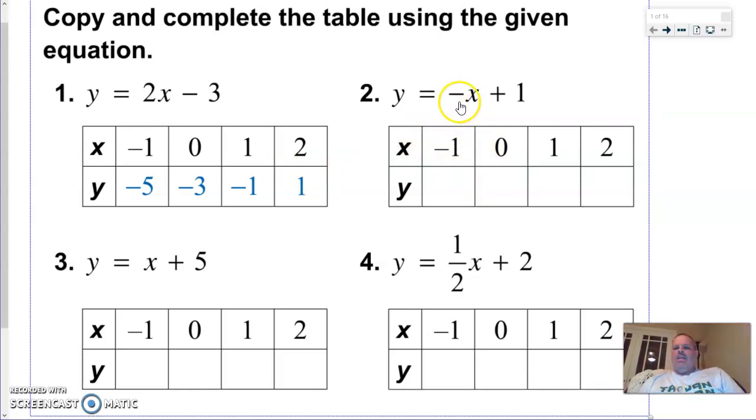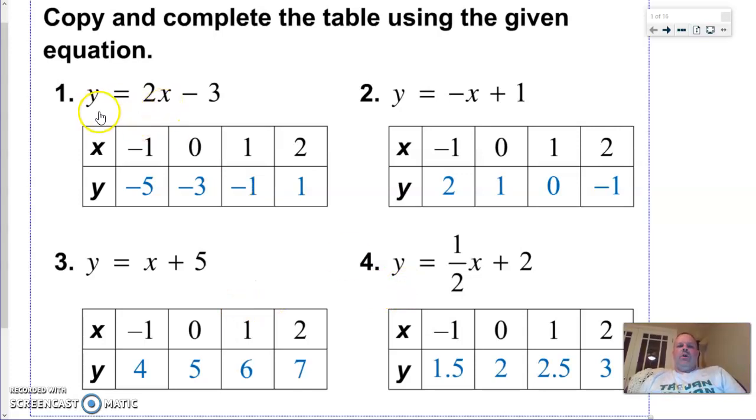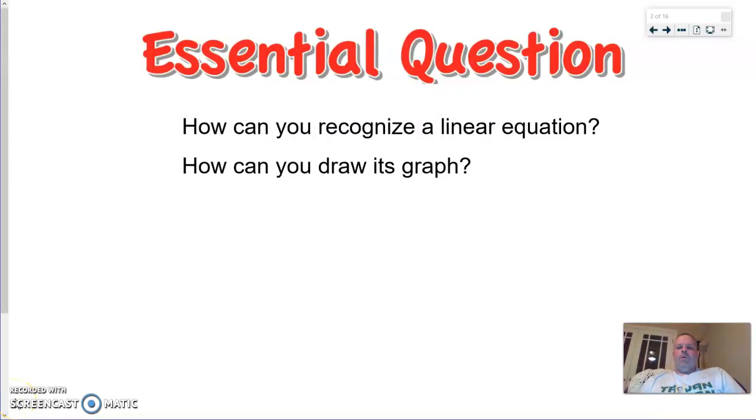Again, putting in a -1, which is +1, we will get 2. Then we will get 1, 0, -1. And we can do that with these as well, so you can see those answers. These are going to be linear functions that we are going to be talking about today. So our essential question in lesson 13.1 is, how can you recognize a linear equation and how can you draw its graph?